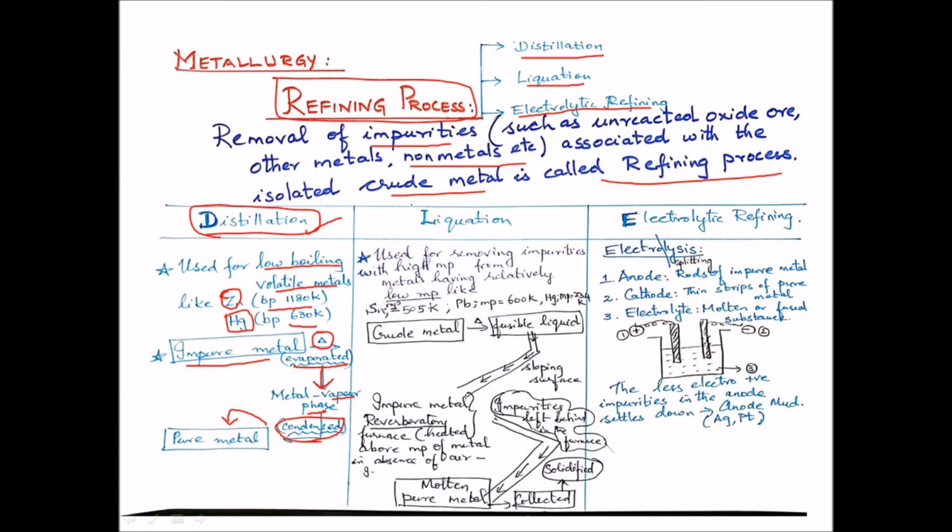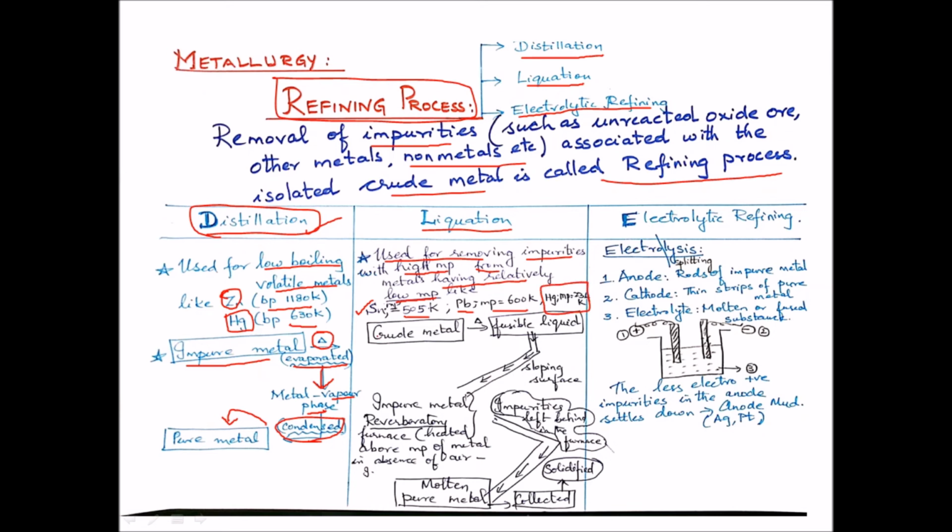Now we will see the next method in the refining process, which is liquation. Liquation is used for removing impurities with high melting point from metals having relatively low melting point like tin, whose melting point is 505 Kelvin, lead, whose melting point is 600 Kelvin, and mercury, whose melting point is 234 Kelvin.